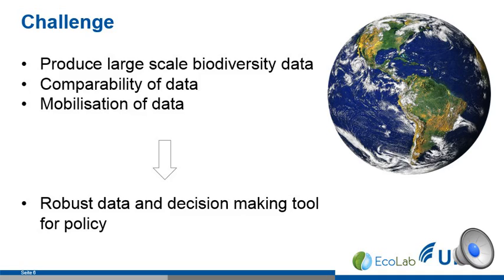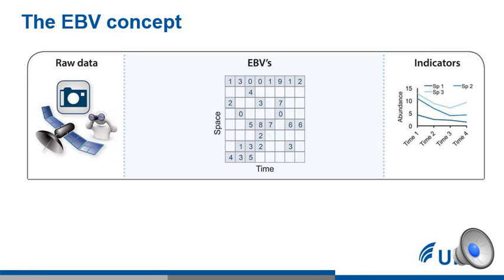So we need to try to figure out how all of this can come together so that we can produce large-scale biodiversity data, have comparability between data sets, and mobilize new data so that we can get robust data for decision-making, a decision-making tool for policy. And that's where the EBV concept comes in.